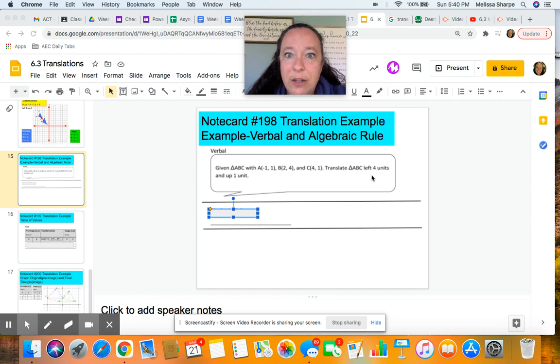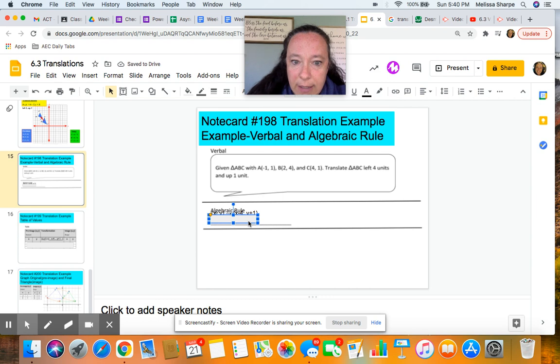So I do want you to write down the verbal rule. Given a triangle ABC with A (-1, 1), B is (2, 4), and C is (4, 1), we want to translate the triangle left 4 units and up 1 unit. So the verbal rule is given to you here, okay? So what I want you to do is to be able to come up with the algebraic rule.